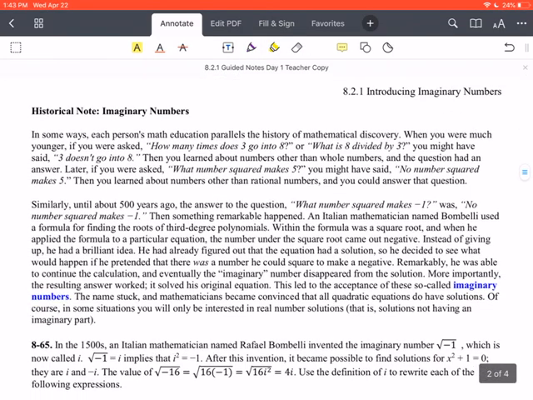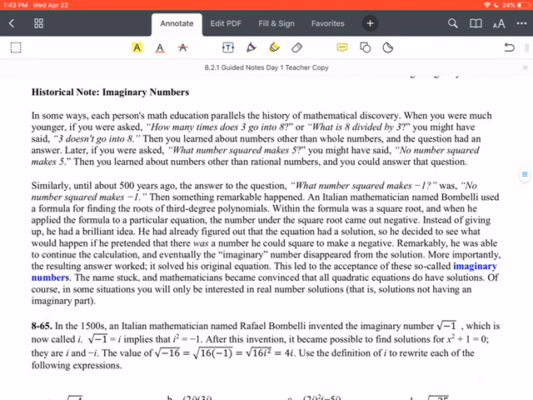So now for our second of two historical notes, it says, in some ways, each person's math education parallels the history of mathematical discovery. When you were much younger, if you were asked how many times does 3 go into 8, or what is 8 divided by 3, you might have said 3 doesn't go into 8. But then you learned numbers other than whole numbers, and the question did have an answer. Later, if you were asked what number squared makes 5, you may say no number squared makes 5. But then you learned numbers other than rational numbers, and you could answer that question.